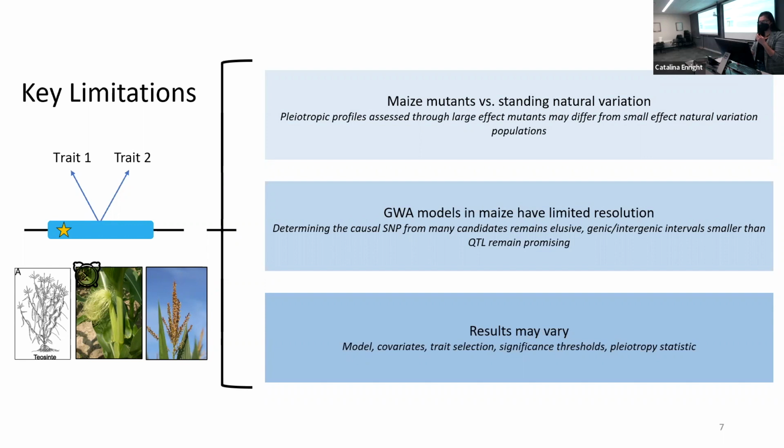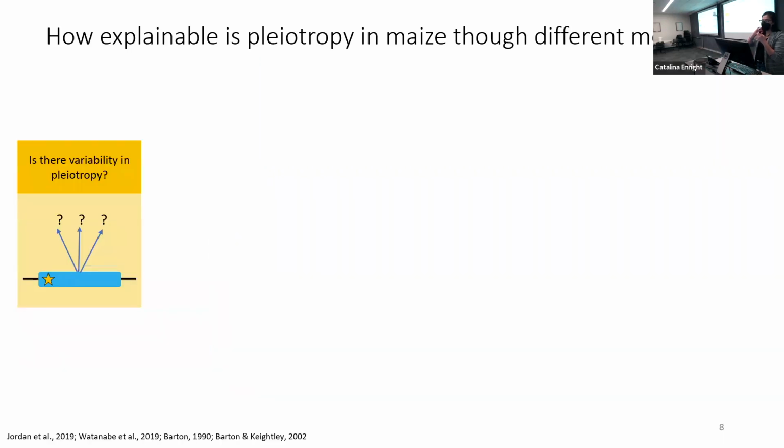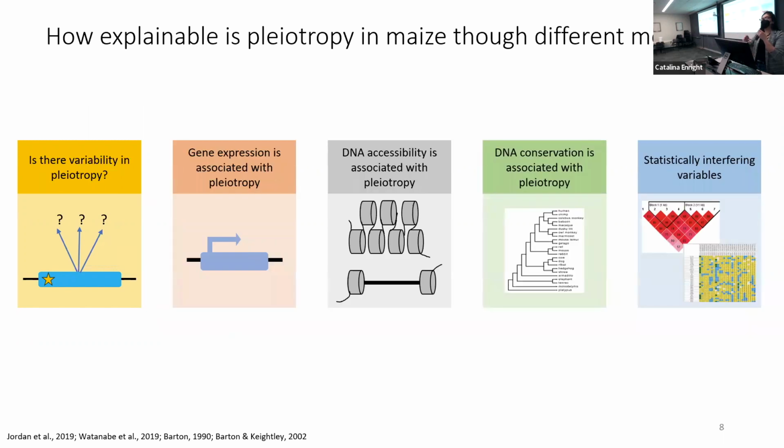And so with all that together, we wanted to ask how explainable is pleiotropy in maize through a bunch of different metrics. The first thing that we need to know is, is there any variability in pleiotropy whatsoever? And if so, can we potentially bring in the things that were important in human genetic studies, like gene expression, DNA accessibility, DNA conservation, and then also add in statistically interfering variables that we know impact GWAS studies, like the amount of LD and the number of SNPs that we use to map those traits.